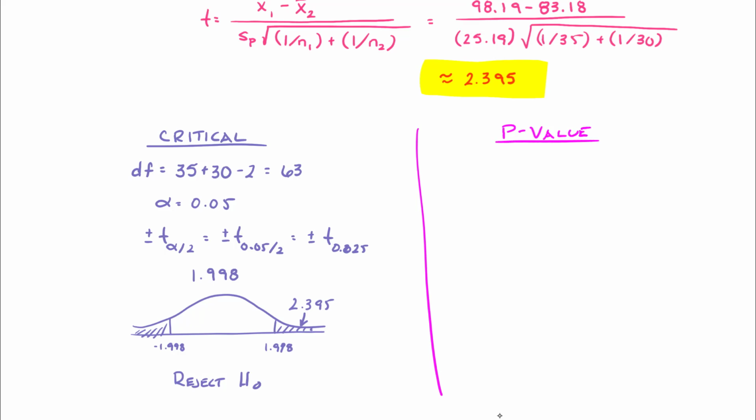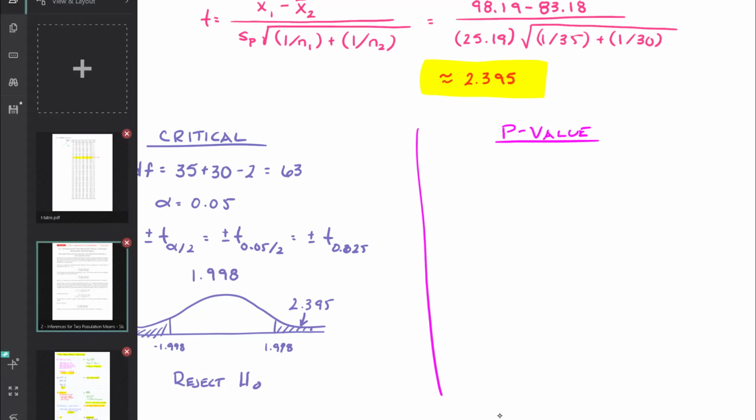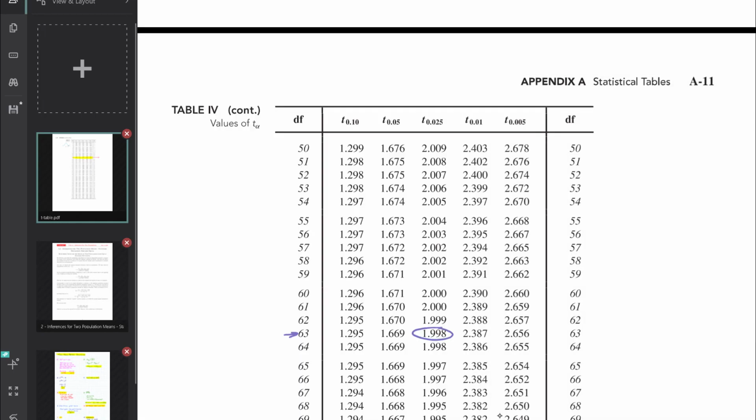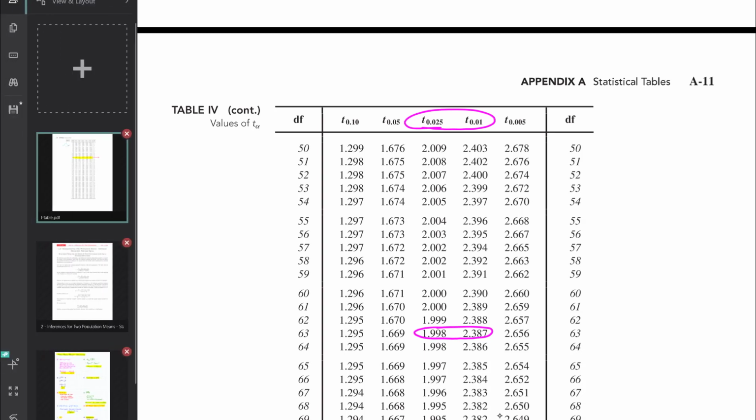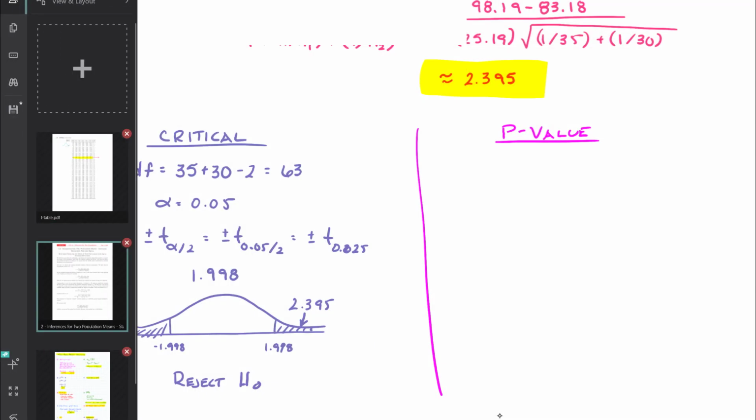Similarly, we can compute the p-value approach and do the exact same thing and hopefully come up with the same values. So again, the t statistic is 2.395, and we're looking at 63 degrees of freedom. So 2.395 falls between these two values, between 0.025 and 0.01. So now we know where our p-value falls.